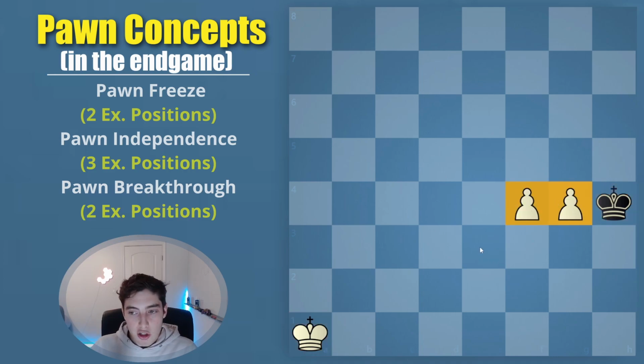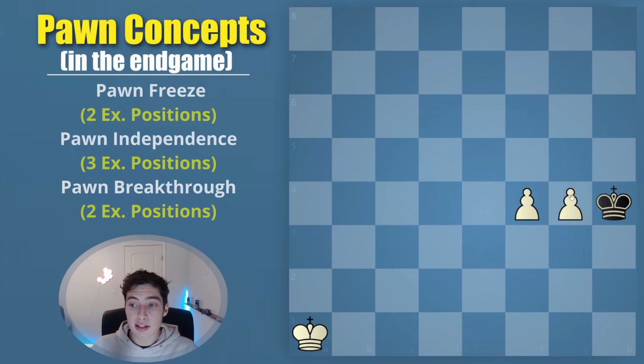And so in a situation like this, the important thing to understand is whether or not your pawns can support themselves without the need of an extra king or an extra piece. And in this case, the answer is definitely yes. So we're going to look at 3 examples that are useful to know. The second you know these, you can apply them all the time.